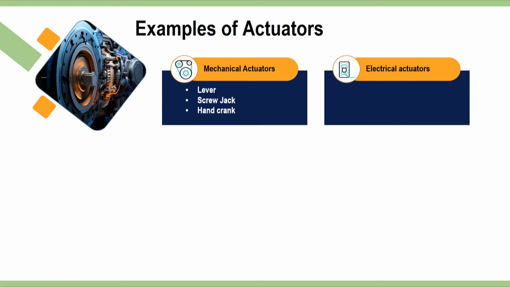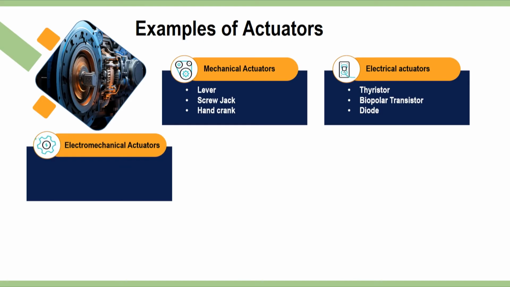Electrical actuators are used in the case of thyristor, bipolar transistor or diode. Electromechanical actuators are used for AC motor, DC motor, servo motor and step motor. To run all these motors, we use this type of actuators.